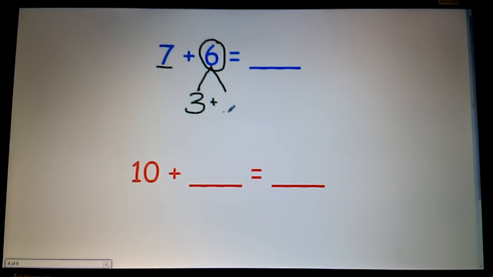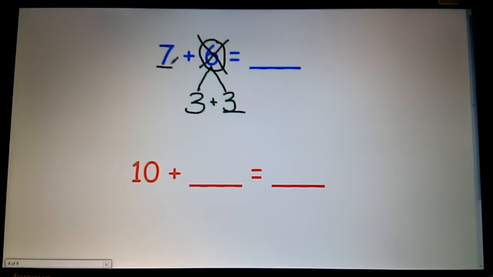3 plus how many more is going to give me 6? Or 6 take away 3 is what number? I know that that's 3. I can cross out the 6 now because I've set up a number sentence. 3 plus 3. I don't need this. Have students cross this part out.